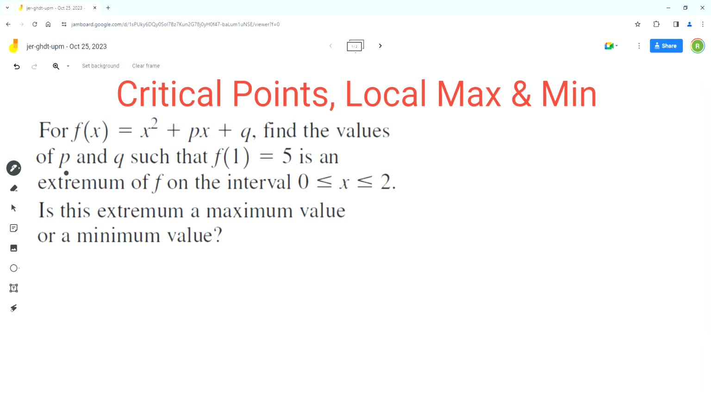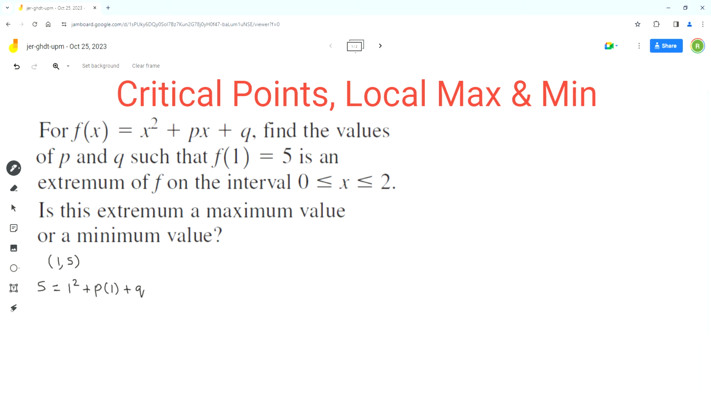So we have to find the values of p and q. And we are given that for x equals 1, the function value is equal to 5. So that means the point (1, 5) lies on this given function. So we can sub in x as 1 and the function value as 5. So we get 5 equals 1² + p times 1 + q.